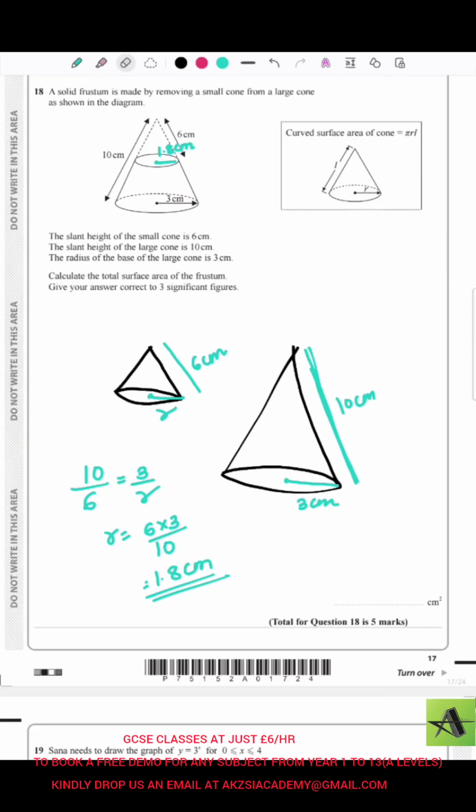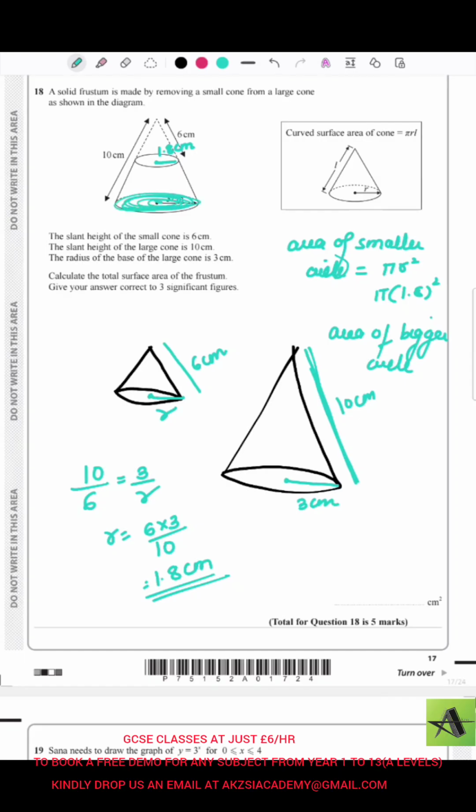So the area of the smaller circle is pi r squared, which is pi times 1.8 whole squared. Then the area of the bigger circle. We already know the radius, which is 3. So it's going to be pi times 3 squared, which is 9 pi.